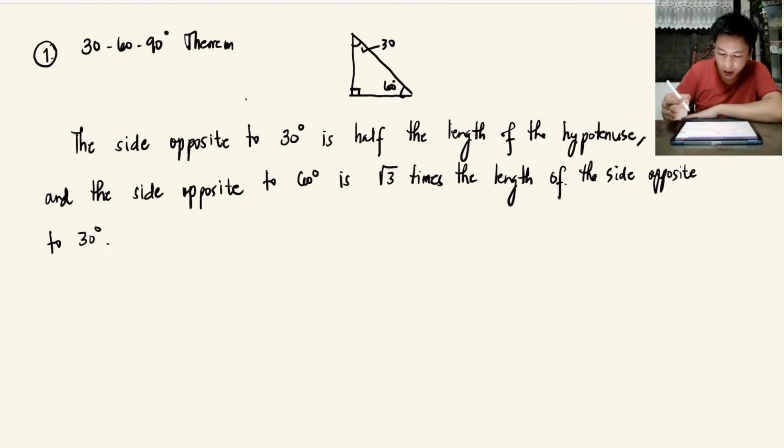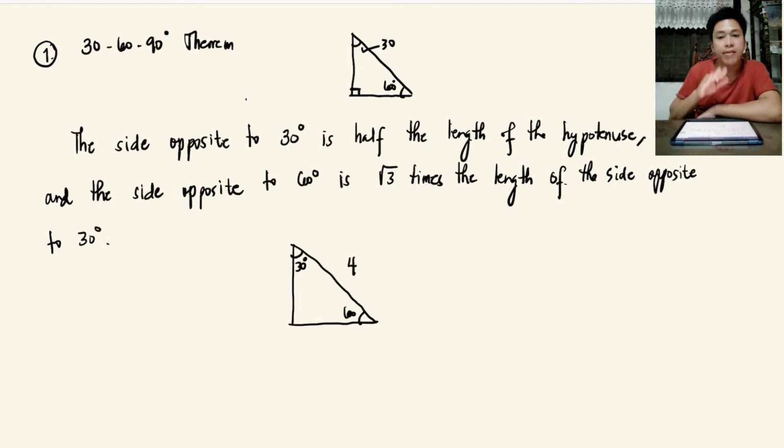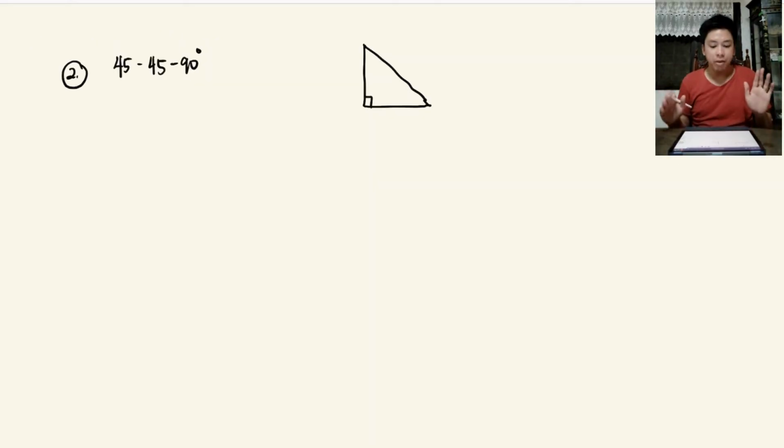So how does it look? Let's say you have this triangle here, and this is the one that is 60 and this one is 30 degrees. If the hypotenuse here is measured as, let's say, 4, then the side opposite to 30 degrees, which is this one here, is measured as 2, because it is half of the hypotenuse. And the one opposite to 60 degrees is when you multiply that 2 by square root of 3, so you have 2 square root of 3. That's it.